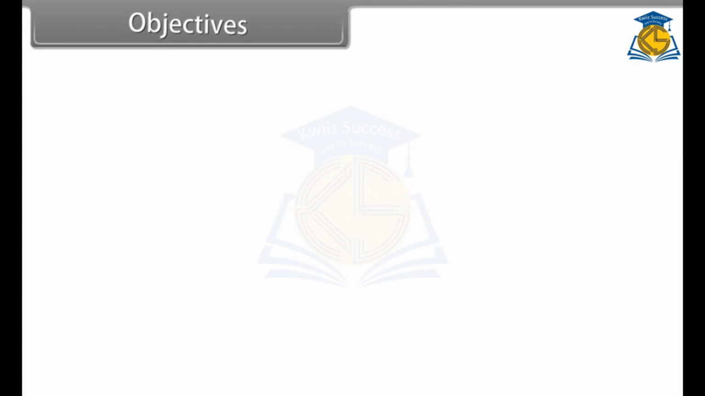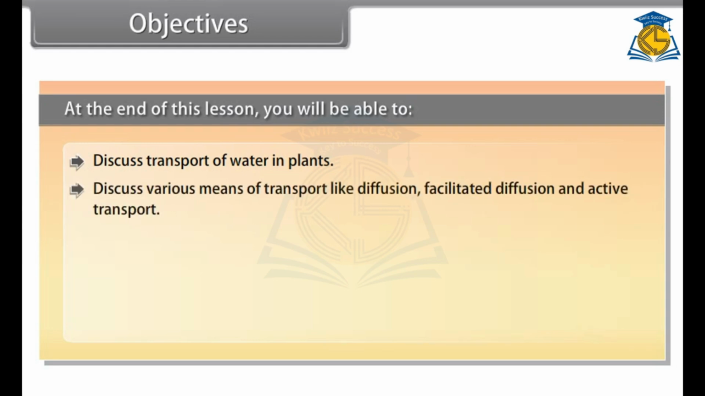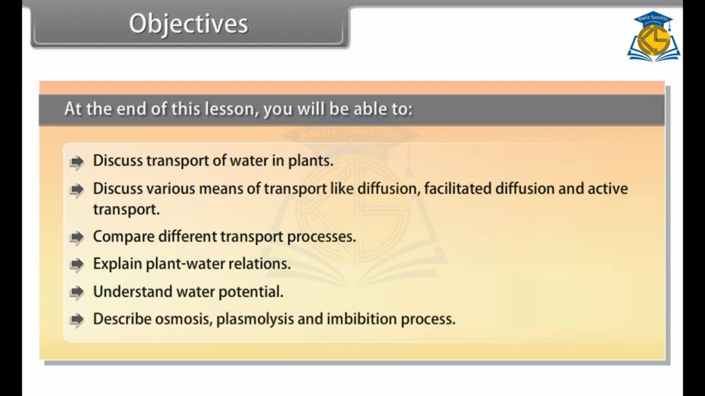Objectives. At the end of this lesson, you will be able to discuss transport of water in plants, discuss various means of transport like diffusion, facilitated diffusion, and active transport, compare different transport processes, explain plant-water relations, understand water potential, and describe osmosis, plasmolysis, and imbibition process.